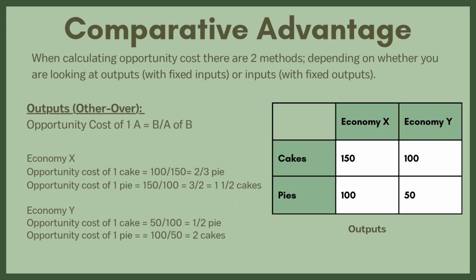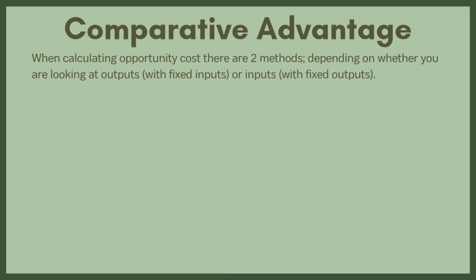So, who has the comparative advantage in the production of cakes? Even though economy X has the absolute advantage in producing cakes, economy Y can produce one cake at a lower opportunity cost than economy X, so they have the comparative advantage. On the other hand, economy X can produce pies at a lower opportunity cost, so they have the comparative advantage in pie production. Next, let's look at inputs.